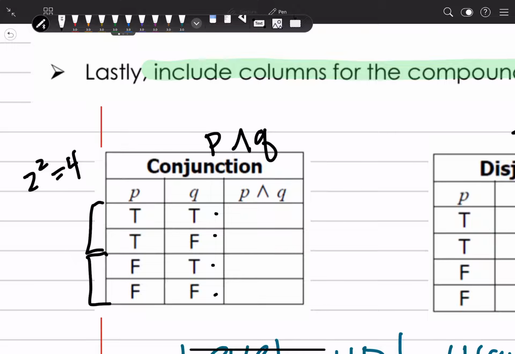If you have 3 statements that you're working with, we'll talk about that as our last example, just so you have it.